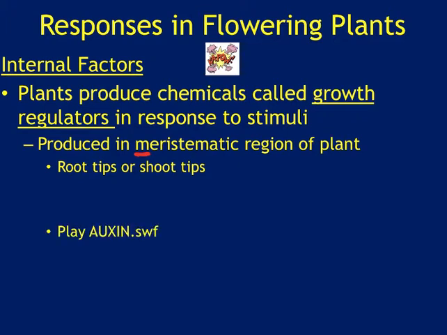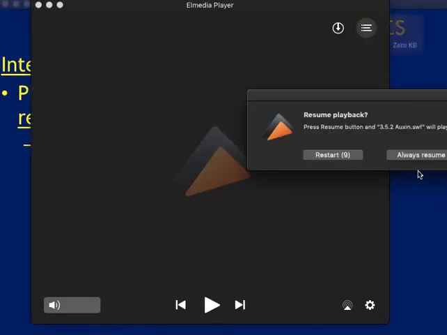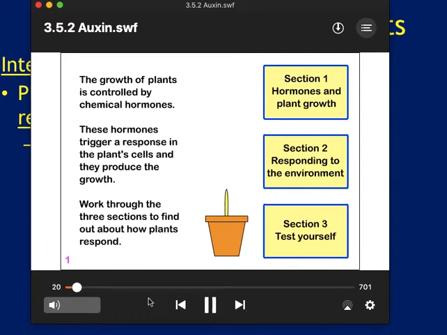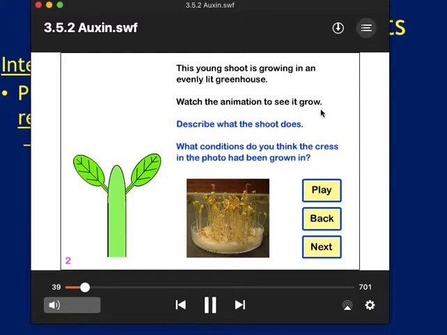Now I'm going to play you a little clip that I found recently, and it's kind of good. The growth regulators in plants are equivalent to hormones, but hormones isn't quite the right word. They are growth regulators and they are going to cause growth in some way, and we will have a look at how. So we have this young shoot in its evenly lit greenhouse, and you should be able to describe what the shoot does as you look at it, and what conditions you think the cress in the photo have been grown in.